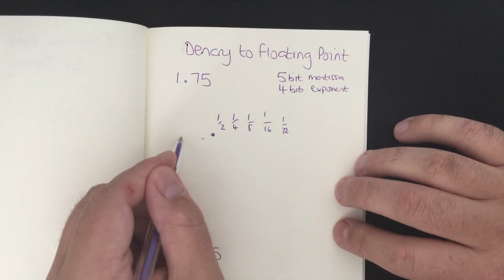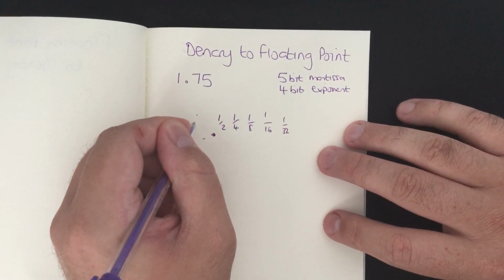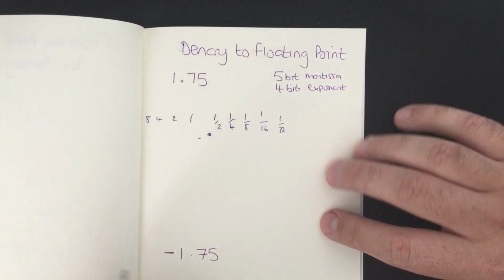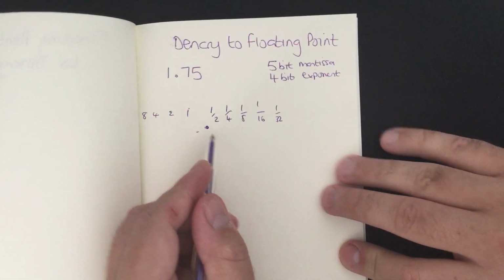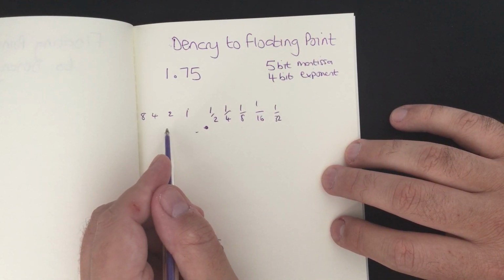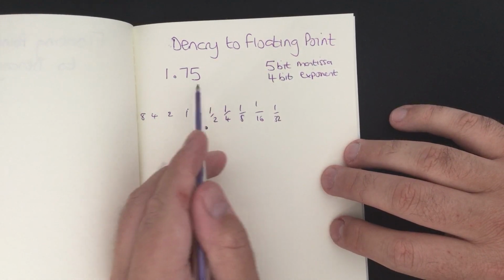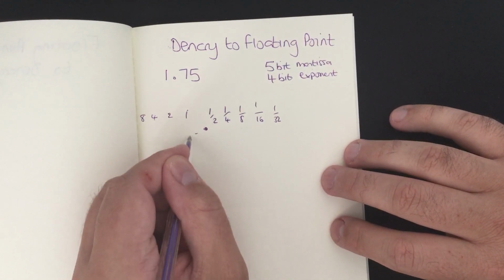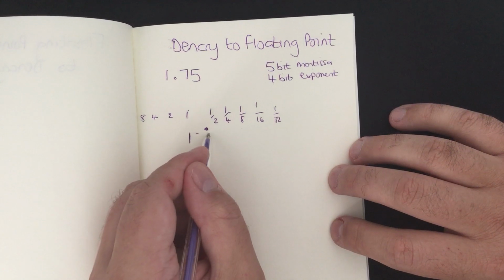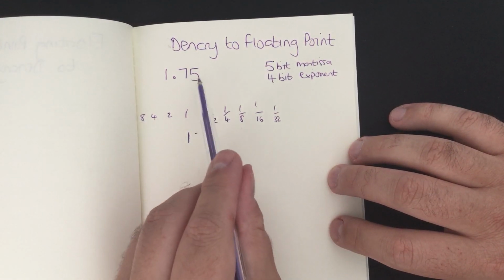To the left of the binary point, everything works as it has done previously: 1, 2, 4, 8, going up. So our binary point is the place where our fractions are on the right and our whole numbers on the left. We need to make 1.75. So we'll make 1 first of all. So I've put a 1 at the beginning. Then I have my binary point. And now I need to make 0.75.